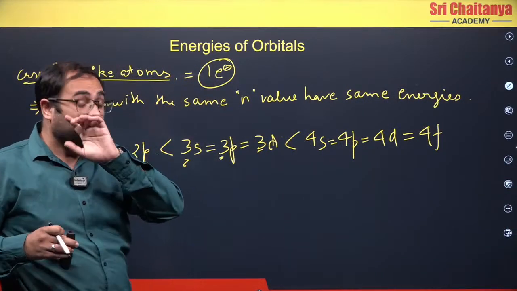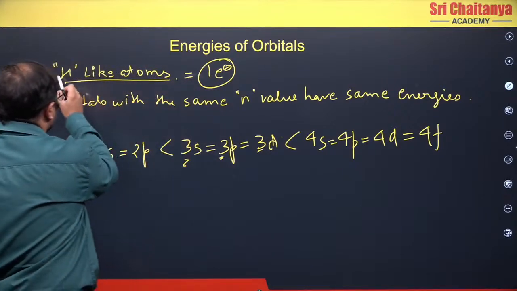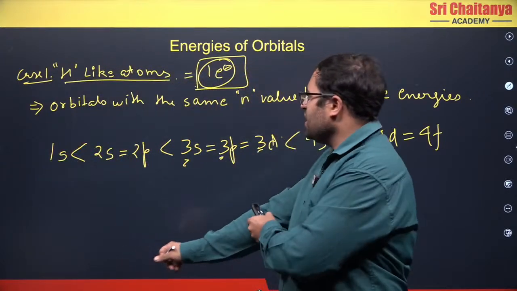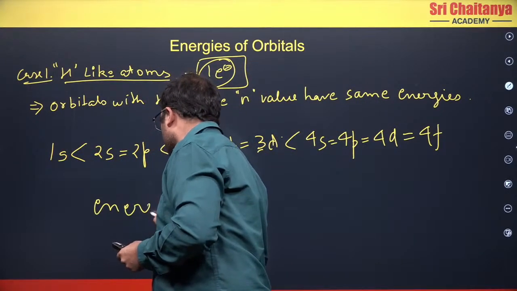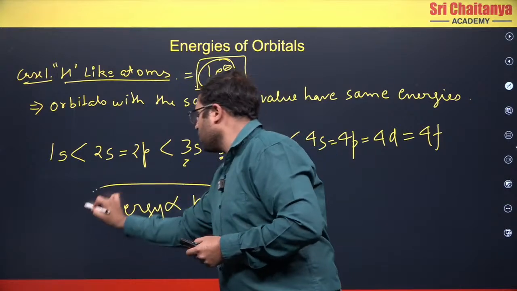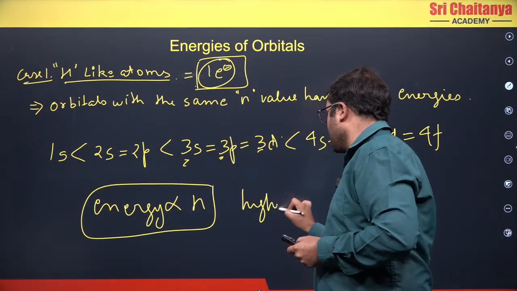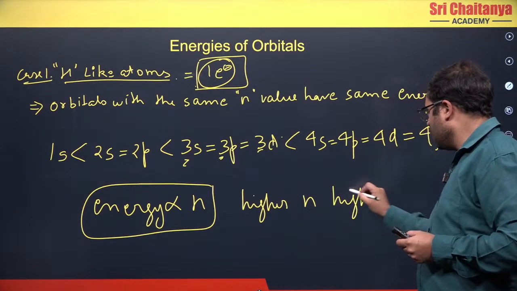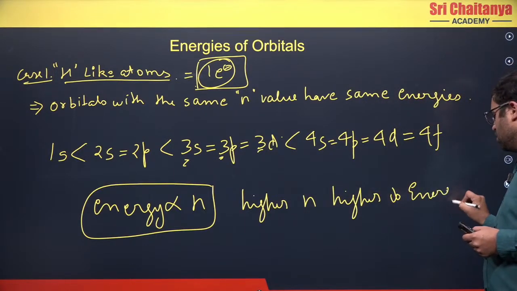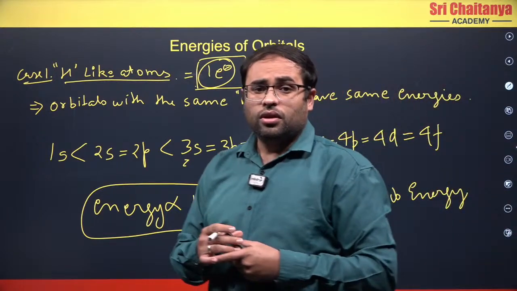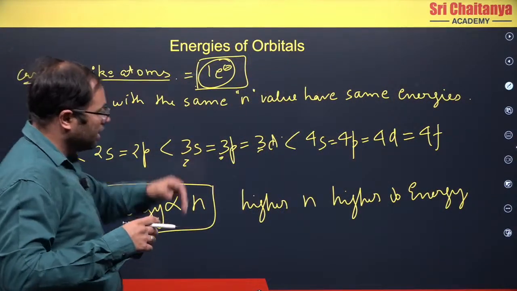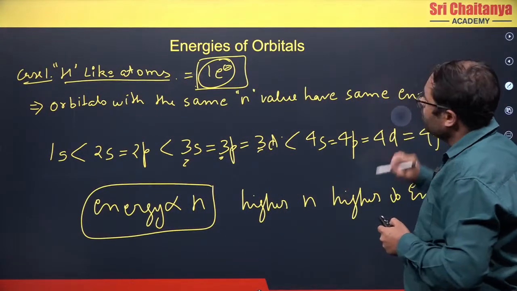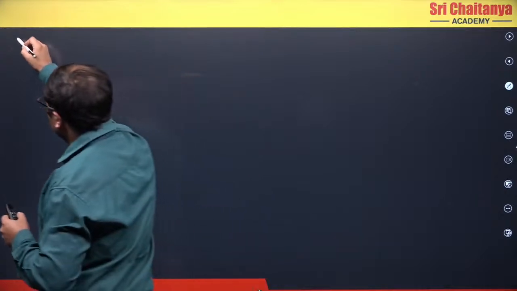This, keep in mind, is only true for H-like atoms which have only one electron, right? So the energy is directly related to your n value. Higher is the value of n, higher is the energy for H-like atoms. Now, if I move forward to other kinds of atoms, case 2.